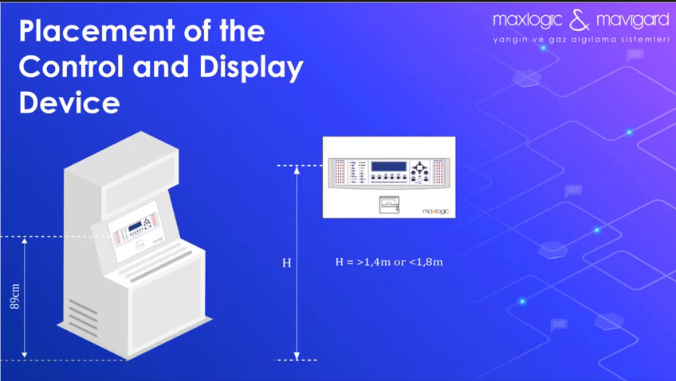While placing the panels, if it is not to be placed as an operator panel, the screen and indicators of the panel must be at least 89 cm above ground level. If there will be placement as an operator panel, the height of the screen and indicators should be at least 1.4 meters and at most 1.8 meters.